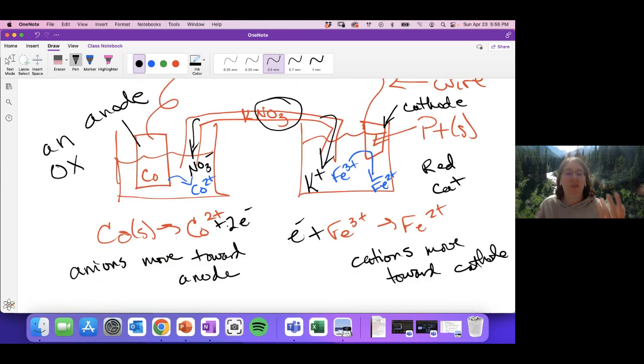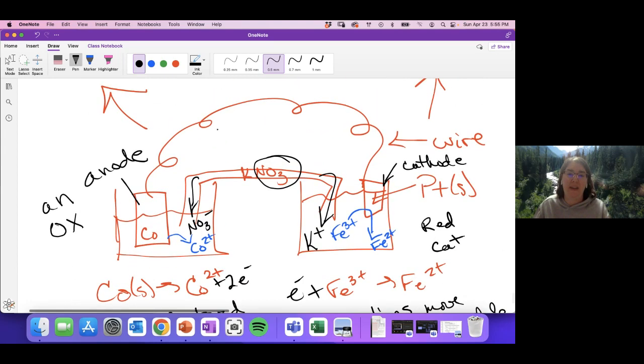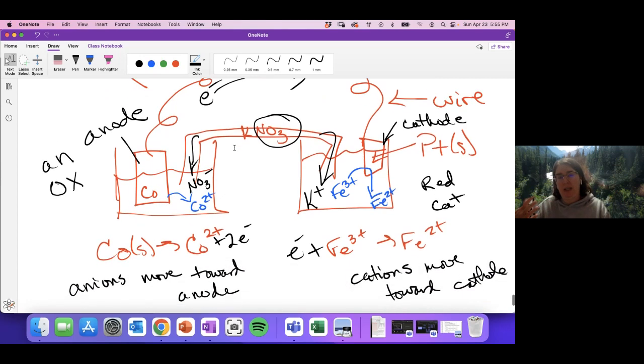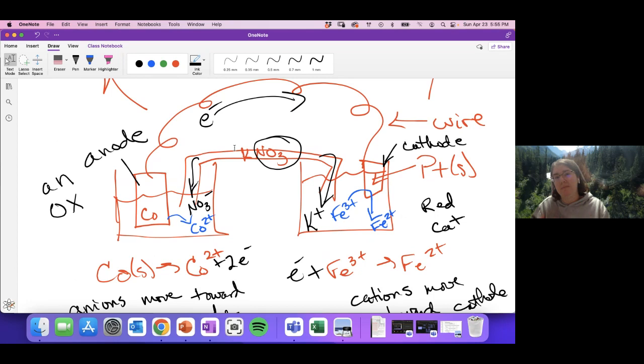Since my electrons are being generated at the anode, my electrons are going to go from anode to cathode. They're being generated at the anode where my oxidation is. So oxidation is losing the electrons. My reduction needs those electrons to make the reduction happen. So the electrons are going to move from the anode to the cathode.